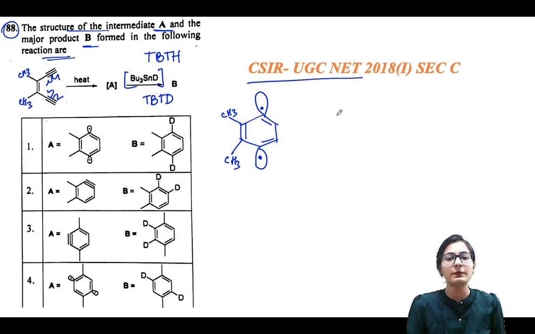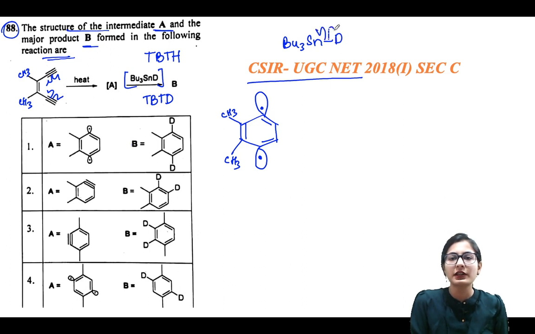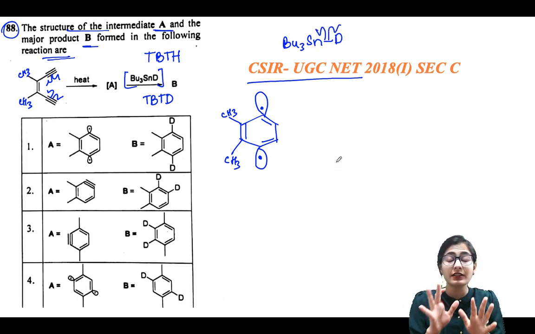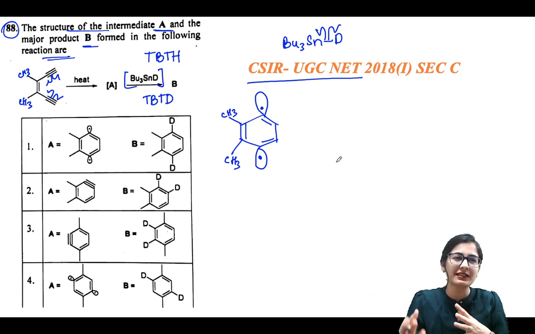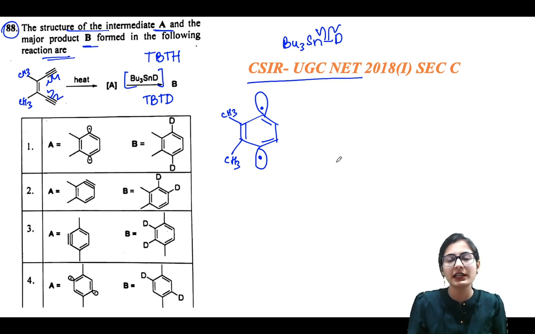Okay, and how does it break? In the presence of radicals, this bond is going to undergo homolytic cleavage. And guys, we are going to talk about this reagent more when we are studying the Barton radical cyclization, deoxygenation and so on. We'll talk about this over there, right?